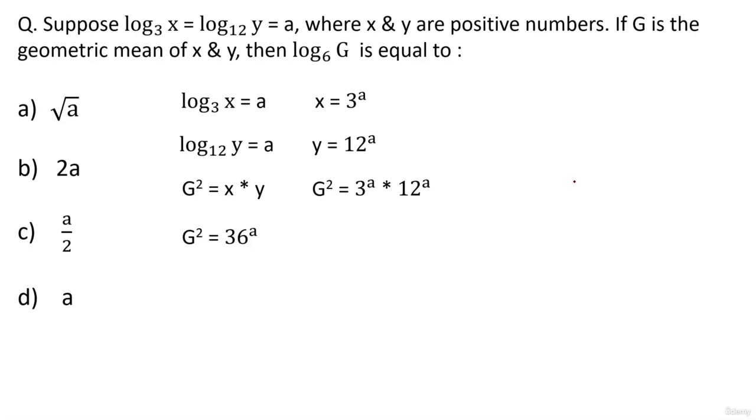G square is equal to 6 square the whole raised to a. Okay, or you can also say this is g square is 6 raised to a the whole square, ये भी बोल सकते हैं हम लोग, right? Now take square roots on both sides. Okay, you will simply get g is equal to 6 raised to a.